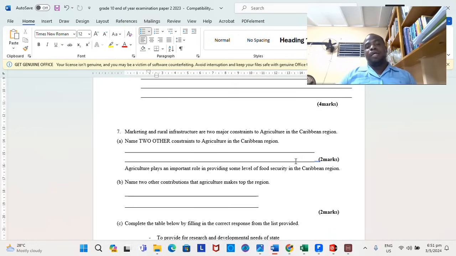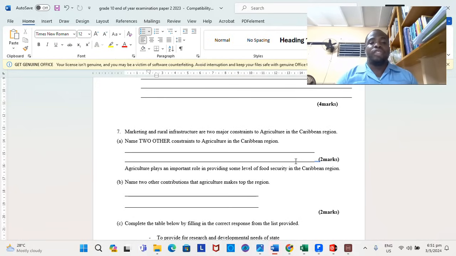Topography is another challenge, another constraint we have in the Caribbean region. We have mountains, we have slopes, we have hills, and these make it difficult for farmers to utilize machines. It is also a challenge when it comes to soil erosion, because you know, it's more likely to occur on sloping land than one which is flat or a plain.